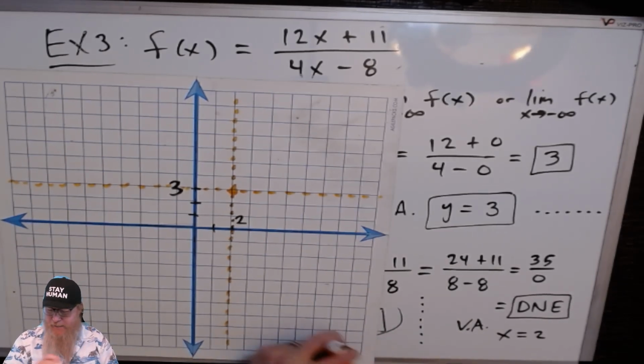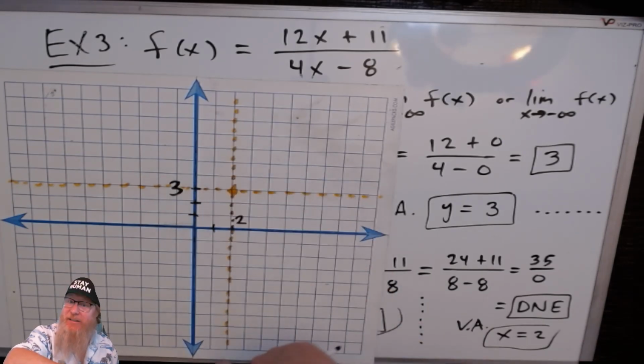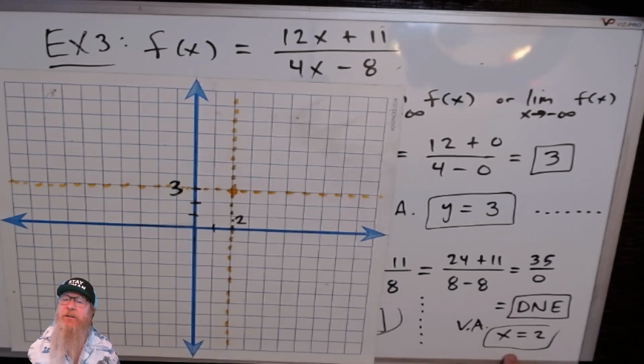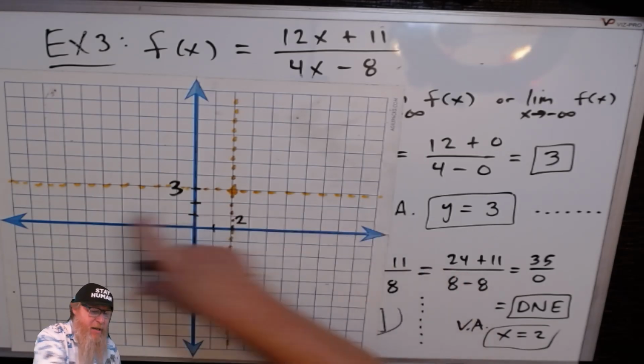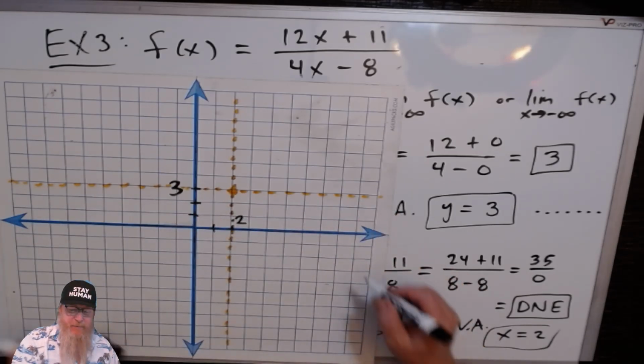All right. X is the vertical asymptote. Passes through the x-axis. That's why we say x is 2. And y is the horizontal asymptote at 3 because it passes through the y-axis.